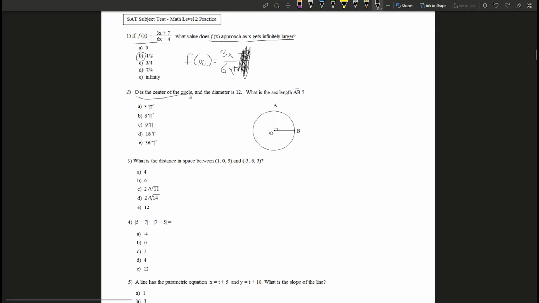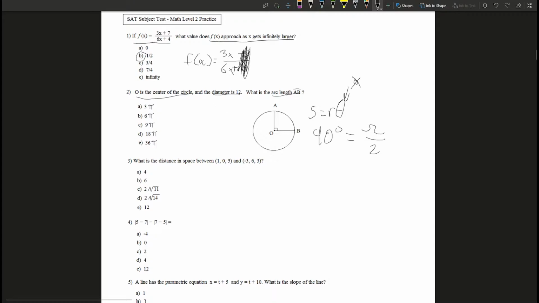O is the center of the circle, and the diameter is 12. What is the arc length AB? So first you want to notice this angle here. This is 90 degrees, but in the arc length formula, S equals R theta, theta is in radians and not degrees. So you might have learned in your trig class that 90 degrees is equivalent to pi over 2 radians.